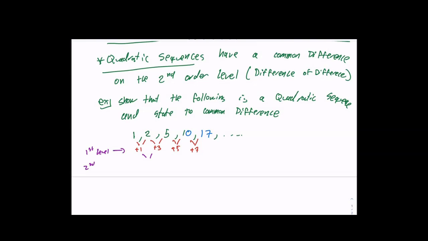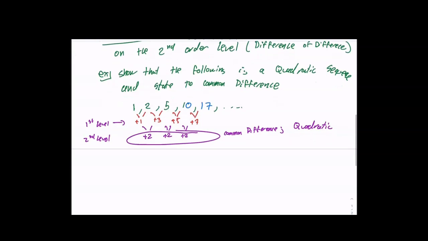But if we check the second level, I have plus 2, plus 2, plus 2. So because the second level has a common difference, this is quadratic. I could have also called this a polynomial of degree 2.